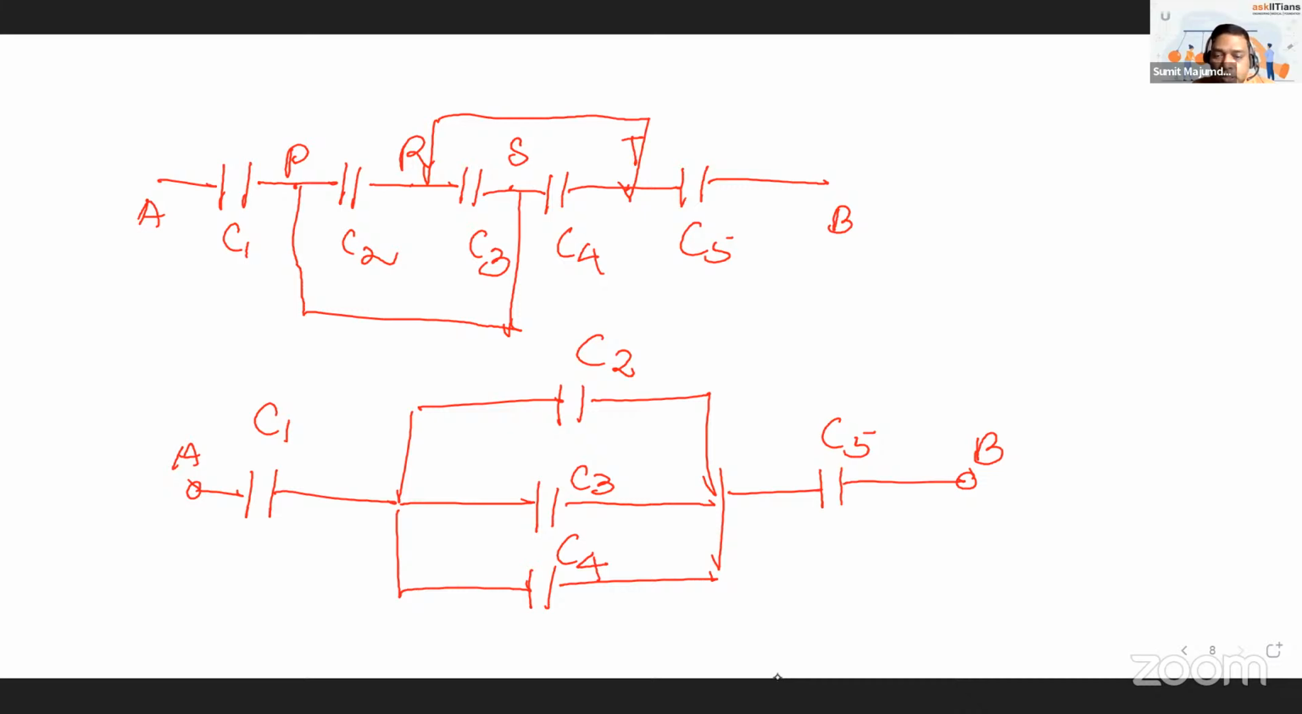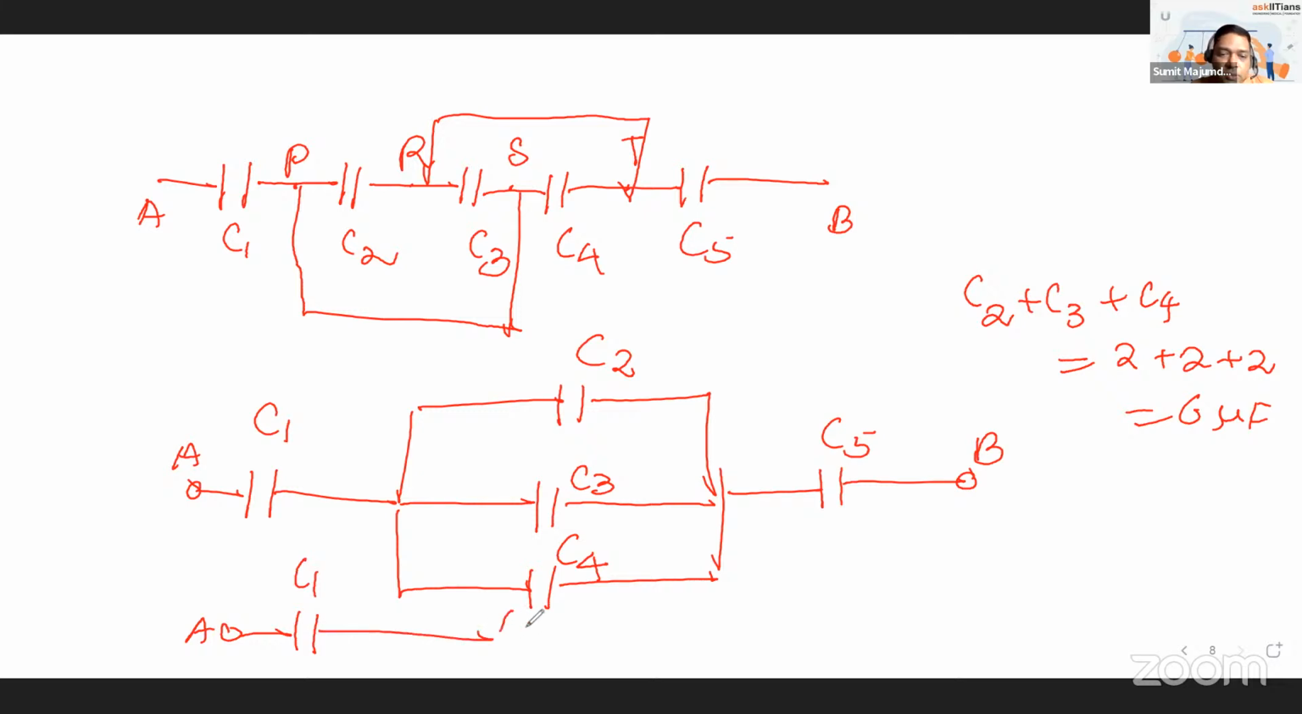We have each capacitor of 2 microfarad. So we'll have C2, C3, C4. They are in parallel, so you can just add up C2 plus C3 plus C4. It will be 2 plus 2 plus 2, which equals 6 microfarad. Therefore, we can reduce this picture to the following picture. This is C1. This is your 6 microfarad. And this is your C5. And this is your B.